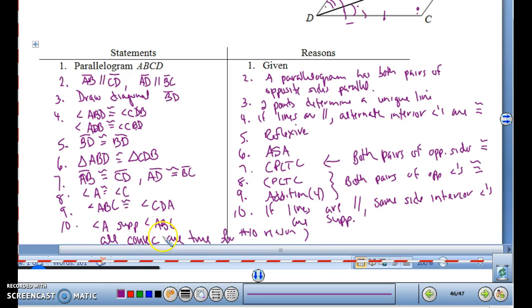So that's true. So we have this one we have proved because of parallelogram, opposite sides are parallel, opposite sides are congruent, opposite angles are congruent, and consecutive angles are supplementary. So those are all the properties of a parallelogram. So if you know those properties, you can use those properties to figure out calculations. And let's see if we can do those.